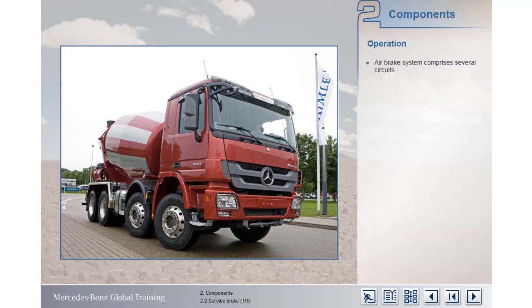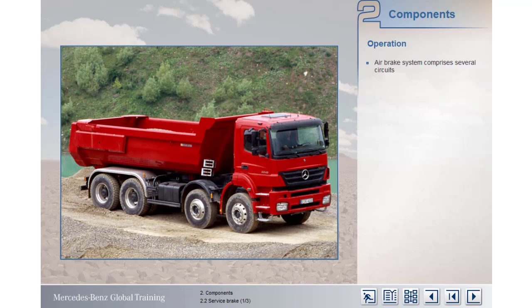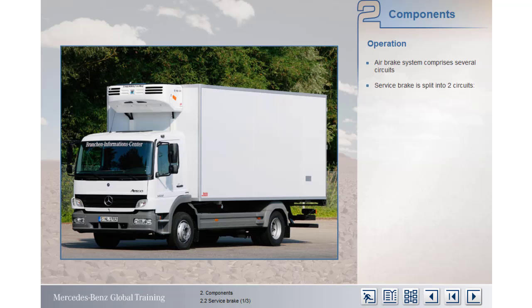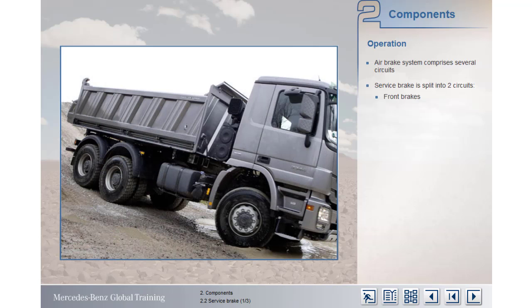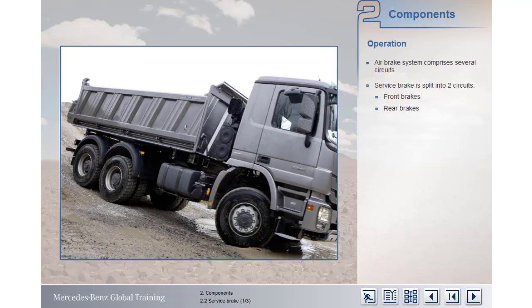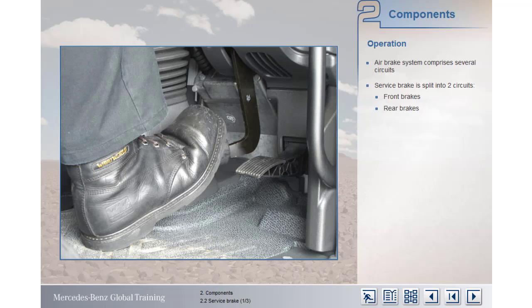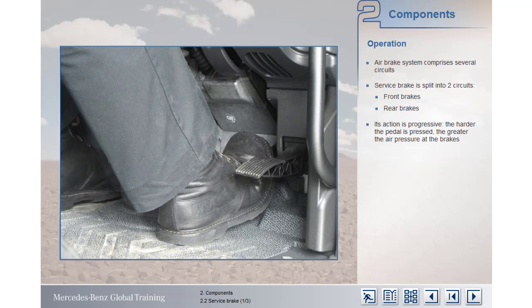A vehicle's air brake system comprises a number of separate circuits, which are all supplied from the multi-circuit protection valve. The first circuit to consider is that of the service brake. It's divided into 2 circuits, one for the front brakes and one for the rear. In operation, the service brake distributes air pressure to the wheel brakes of all axles when the driver depresses the pedal. Its action is progressive, in that the harder the pedal is pressed, the greater the air pressure at the brakes, and the more the vehicle is slowed.